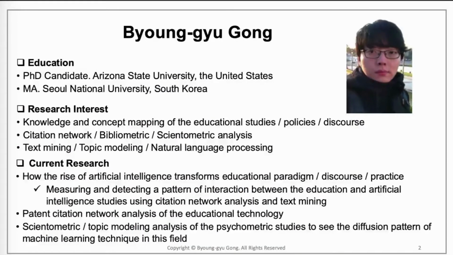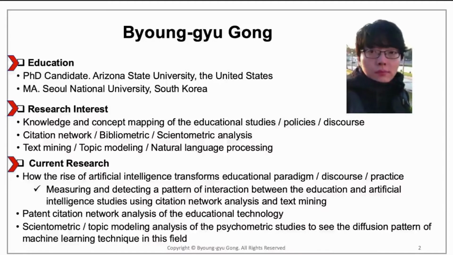Before we jump into the session, let me introduce myself just briefly. My name is Byung-Gyu Kong, a PhD candidate of Education Policy and Evaluation Program at Arizona State University. My research interest is knowledge and concept mapping of the educational field. For this, I mostly use network analysis methods using citation network of documents. Also, I recently explored text mining skills to the topic modeling with machine learning technique.